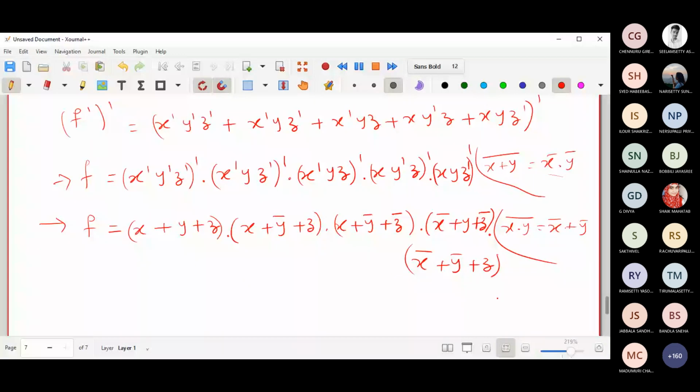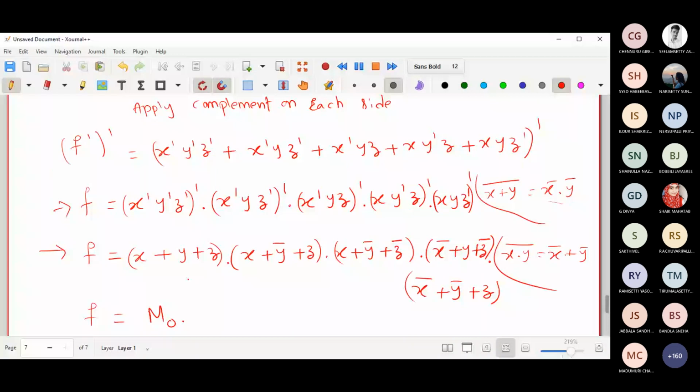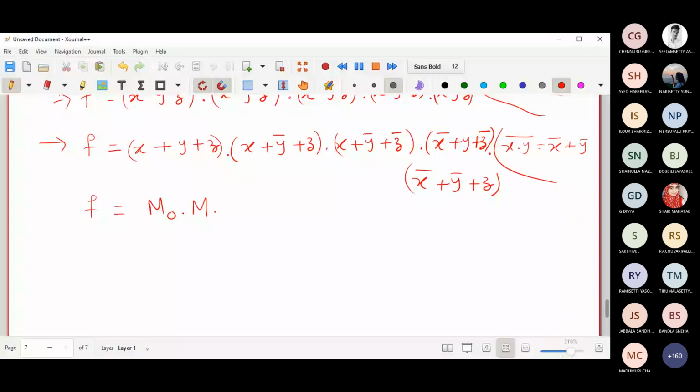Nothing but f equal to, what is x plus y plus z? Capital M0, dot M2, dot M3, dot M5, dot M6. You can write like this also: product of max terms. What are the max terms? 0, 2, 3, 5, 6. Product.